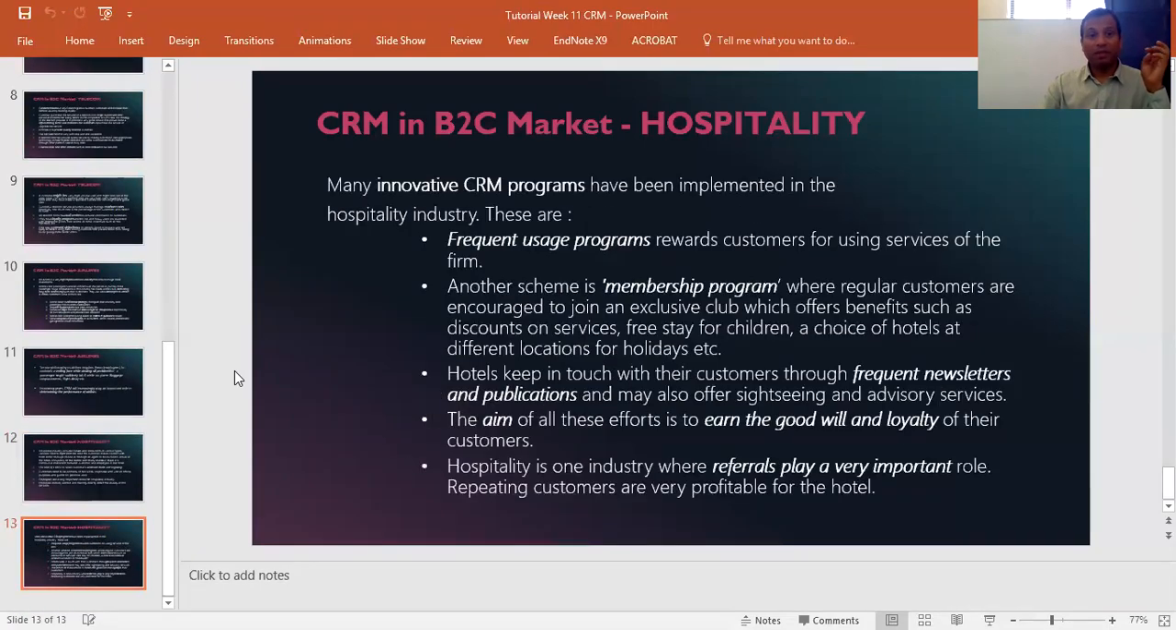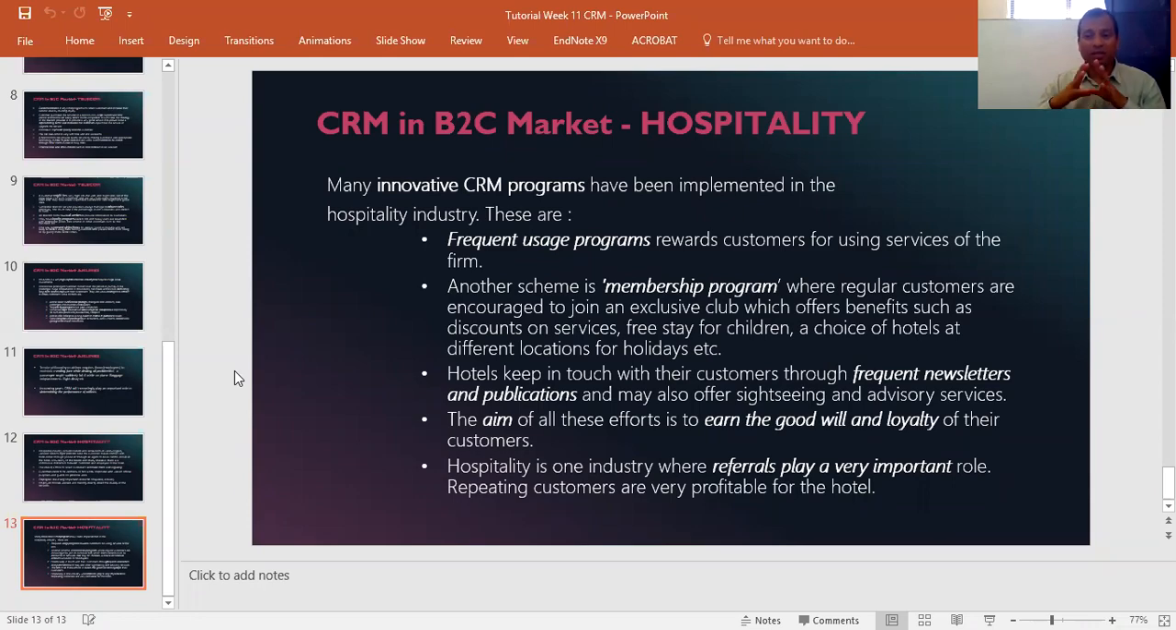Many innovative CRM programs have been implemented in the hospitality industry, such as the frequent users program. The more you visit, you will get some sort of reward points, and later on those can be reimbursed. So the frequent users program rewards customers for using the services of the firm again and again. Another scheme is a membership program, where regular customers are encouraged to join an exclusive club, right? Which offers benefits such as discounts on services.